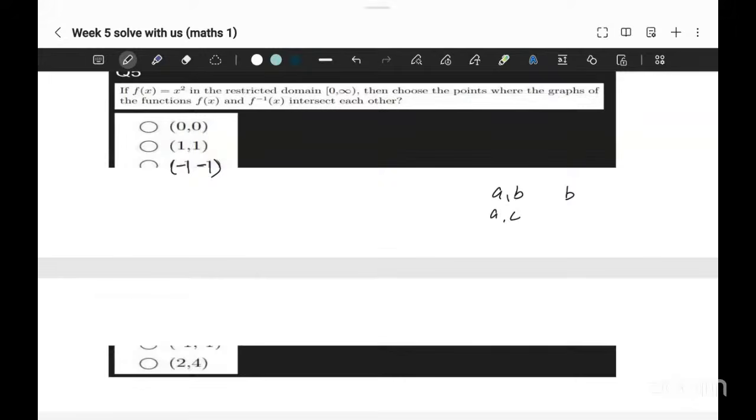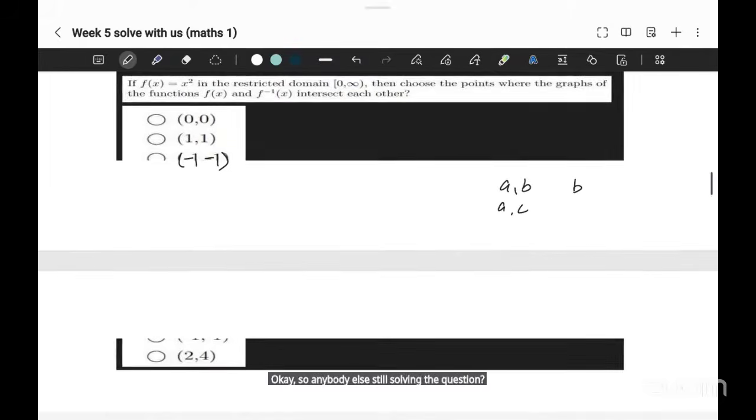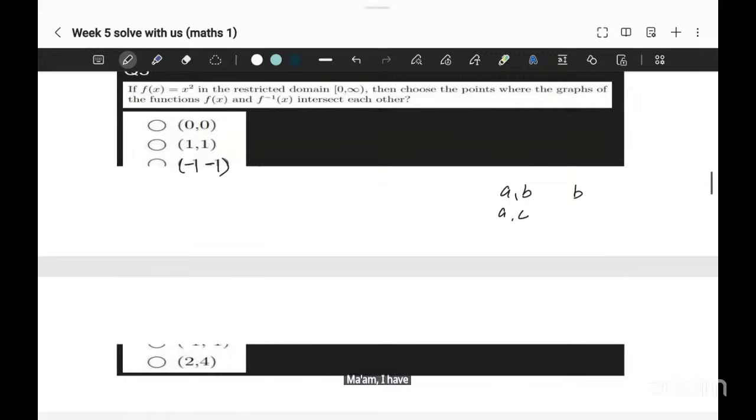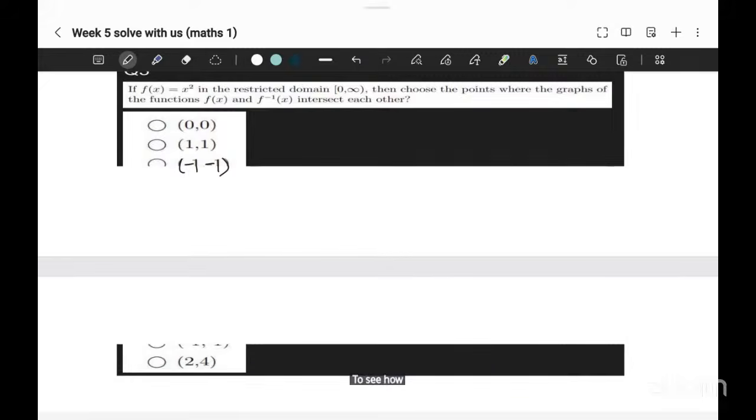So anybody else still solving the question? Ma'am, I have one doubt, but probably outside the solving situation. I was actually trying to plot this graph. When I tried to put in the value f upon minus 1 to bracket x, it didn't actually plot. Is there a way to plot this to see how those graphs actually look?